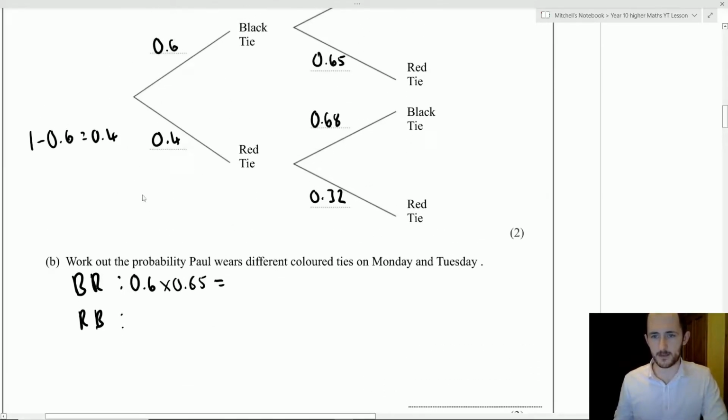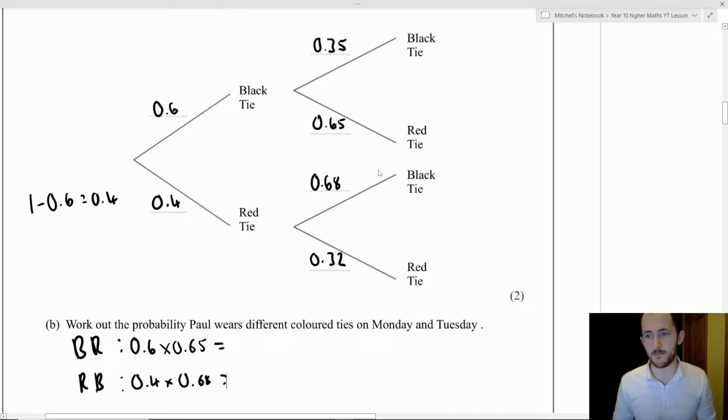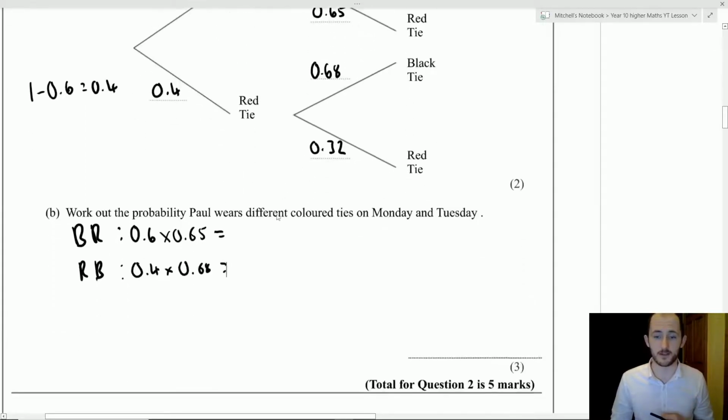Red then black, we have 0.4 multiplied by black, which is 0.68. So again, if you notice, I'm hesitating when I'm saying it, because again, it needs to be red then black. Some students multiply the wrong probabilities. They go red and red, or black and black, for example.